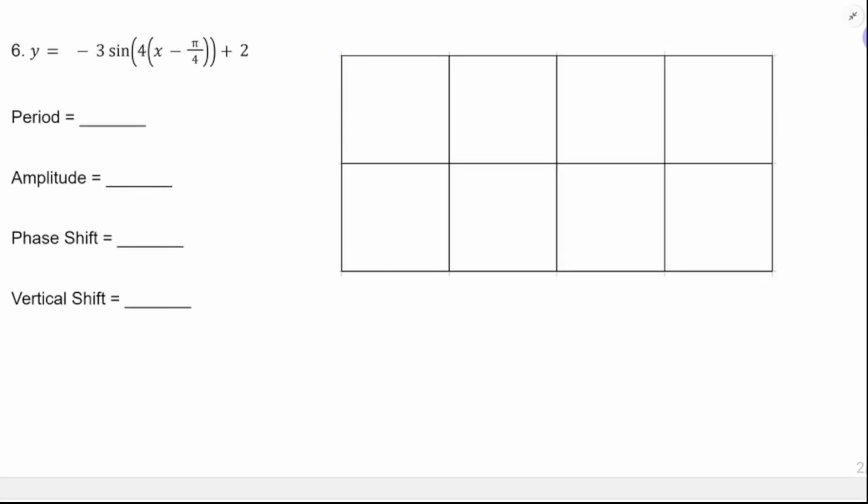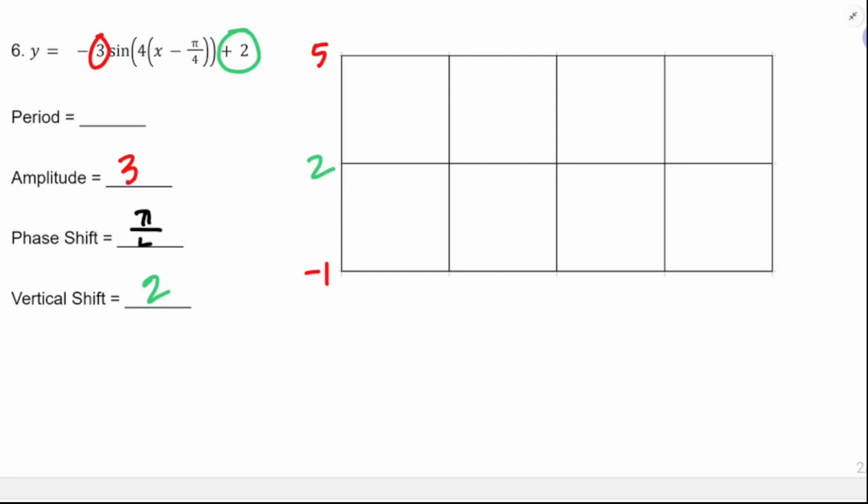6, -3, this one's got all sorts of moving parts, doesn't it? So I'm going to start with the vertical shift. The midline is going to be 2 again. And then the amplitude is going to be 3. So I'm going to go up to 5 and down to -1. And then the phase shift is going to be pi over 4.